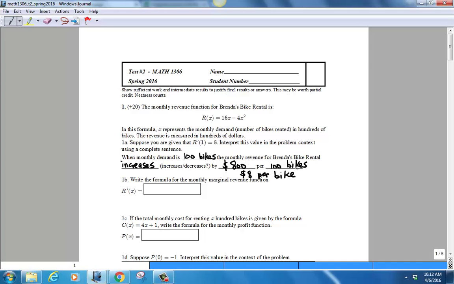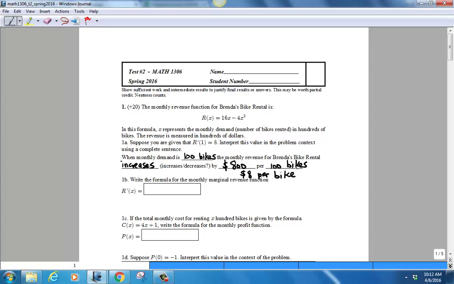Some people flubbed this one, and then there was a marginal cost on the next page that you interpret very similarly. I'm not going to look at that one. But we will look at the interpretation of the marginal profit, which is the very last question, I think. And there I didn't give you a template. I just said, just give me the interpretation on your own, not just fill in the blanks.